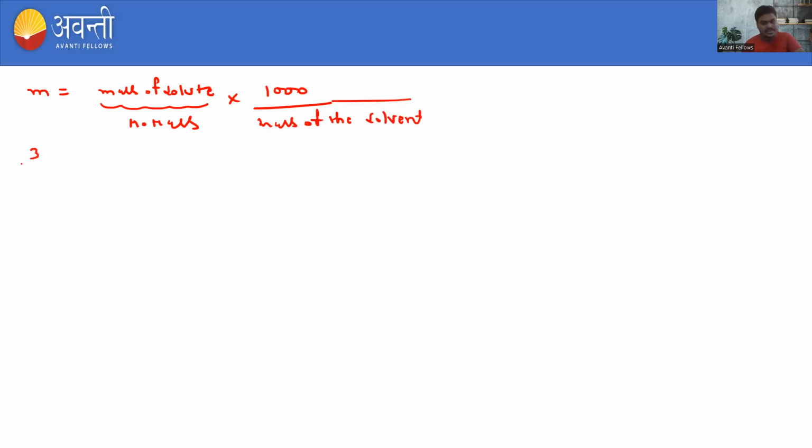So, what is the molality? That is 3 upon 2.38. Mass of the solid you have to calculate. What is the molar mass, beta? Can anyone tell me? What is the molar mass?